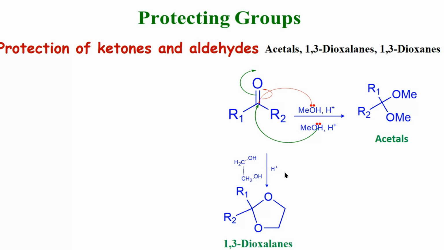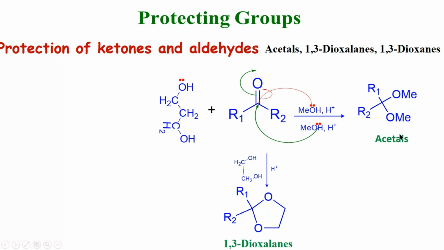We get 1,3-dioxolanes. When we use 1,3-diols instead of 1,2-diols, we can get dioxanes. This reaction also occurs in the presence of an acid as a catalyst, similar to that of dioxolanes, and also formation of acetals.